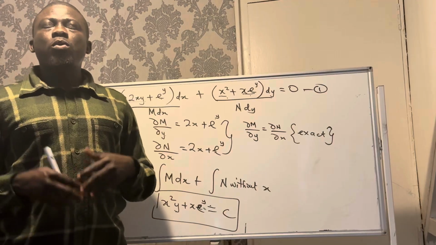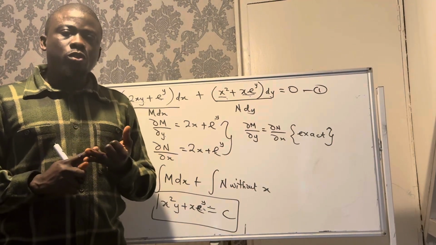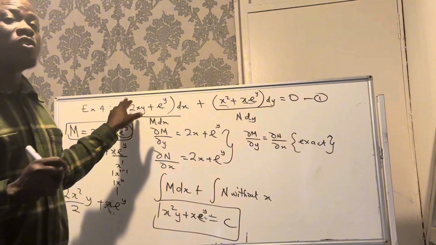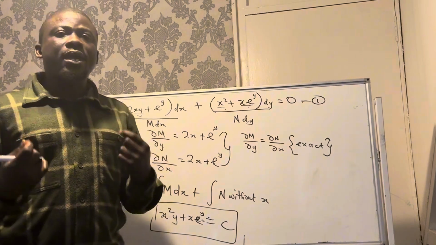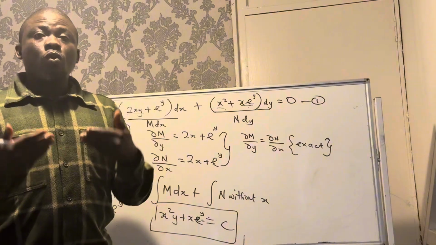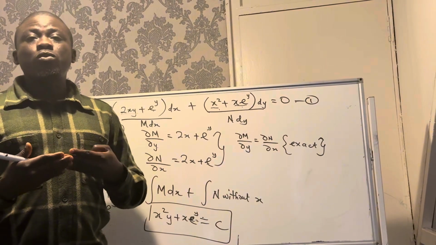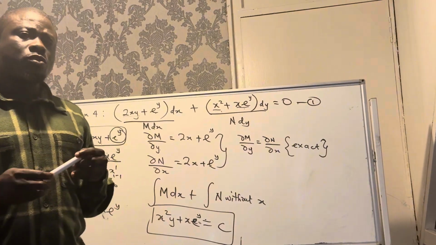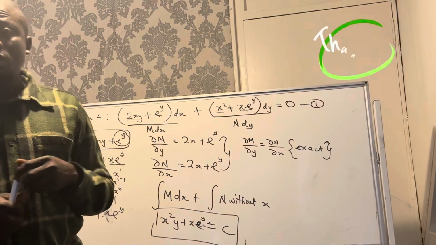So in the next class, I'm going to talk about reducible equations to exactness, which implies that there are some differential equations that are not exact. So what are we going to do to make such differential equations exact? That is when we use the different cases that we have to solve them. So in the next class, we are going to talk more about reducible differential equations, and you are going to enjoy the class. Thank you.